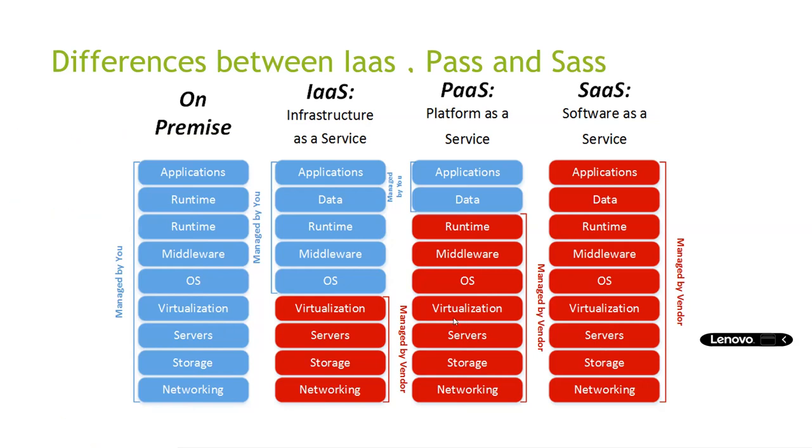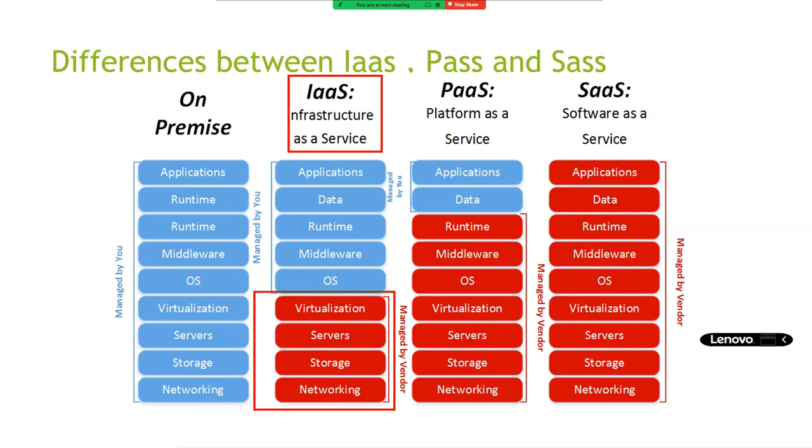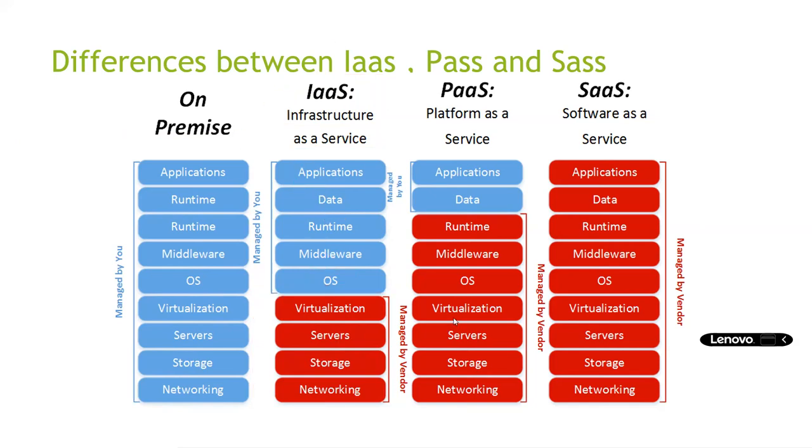So if I go for cloud, there is infrastructure as a service. Whatever is highlighted with red color will be provided by Microsoft, I mean the third-party cloud vendor. What type of OS you require, Windows or Linux, that is up to you. On top of it, you have to install and configure your application. That is infrastructure as a service.